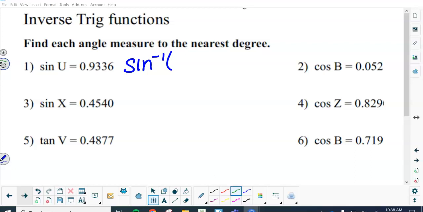So this is sine to the negative first. You're going to type in 0.99 or 9663 and hit enter. You're going to hit the second key first. Pull up sine to the negative first power. Do that on your calculator right now. Hit the second key. Hit sine. Type in that decimal. Hit enter. Flip the paper over to the back. The answers are on the back. Did you get it?